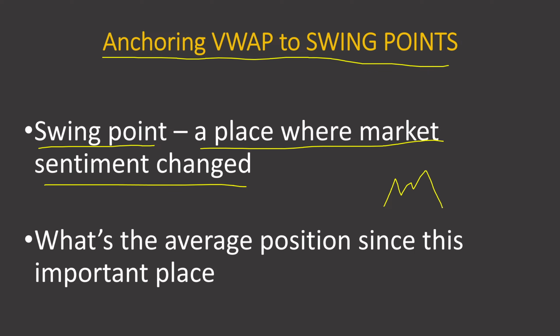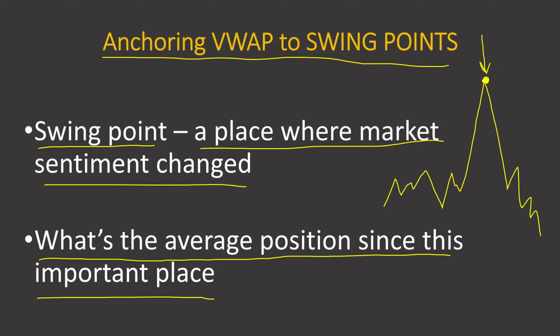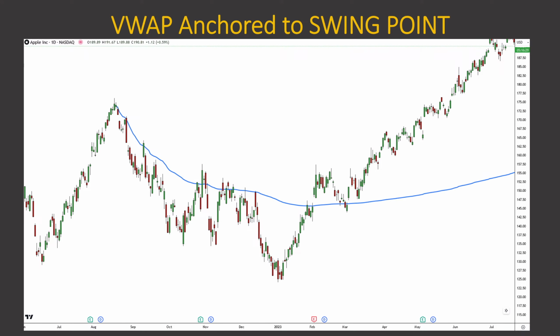So if the chart, for example, looks like this, then this is the place that you want to anchor the VWAP to. That's the swing point, right? And if you anchor VWAP to the candle which created the swing high or swing low, it will show you the average position since this important place. And this is a really important place because all traders who are trading that instrument see this important swing point and they base their trading decisions around it. You'll see it very nicely on those examples here.